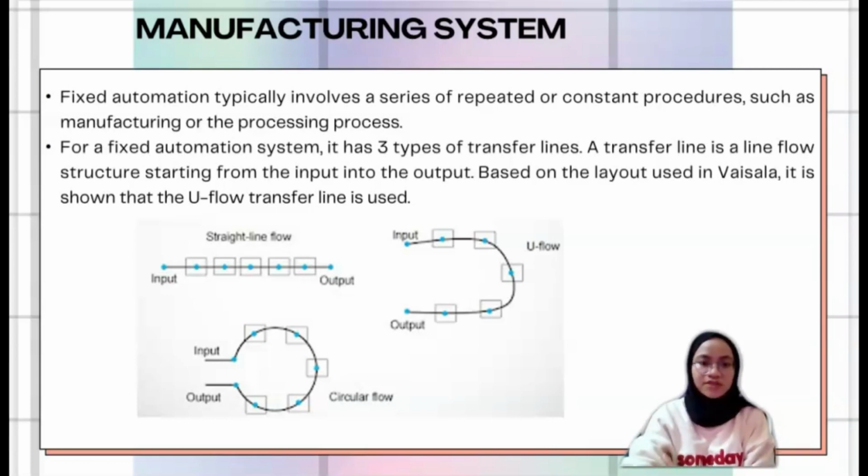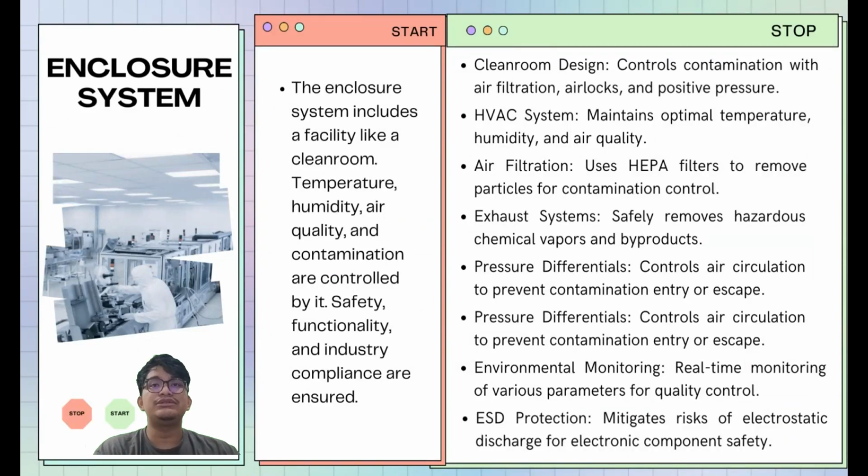Enclosure system. The enclosure system includes facilities like the clean room, where temperature, humidity, air quality, and contamination are controlled. Safety, functionality, and industry compliance are ensured. Basically, shown are the facilities that need to be added in a semiconductor facility to complete the enclosure system.